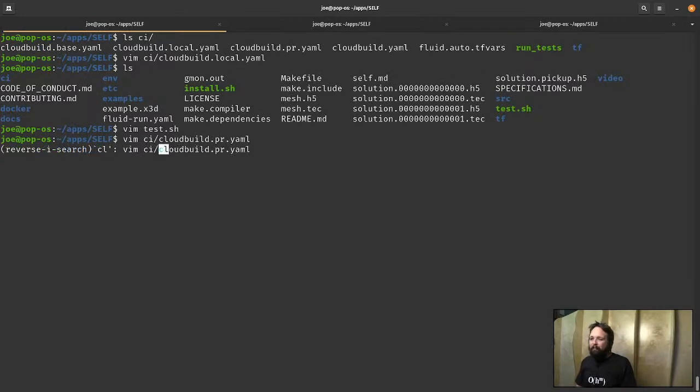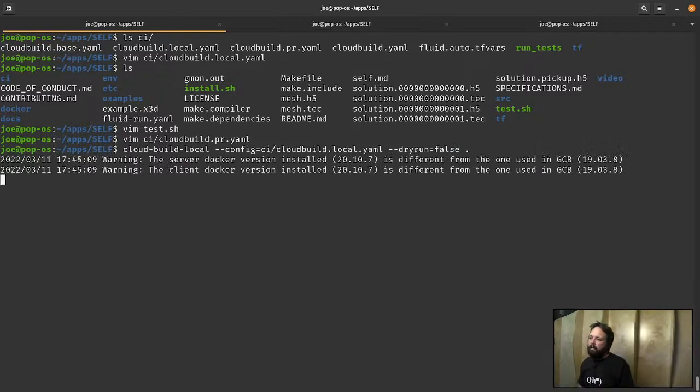Let's go ahead and run this local build. So again, we'll use cloud build local. We'll give it as a config file the cloudbuild.local.yaml. It's weird to me that this dry run flag is always needed, but the default assumption is that you just want your cloud build file to be parsed and not actually executed. But if you set that to false, it'll go ahead and execute your tests.